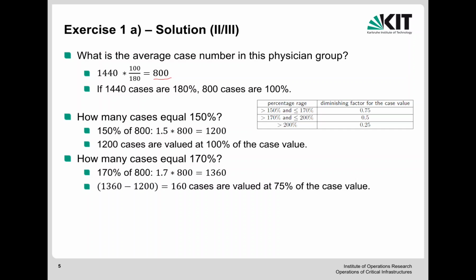These are 170%. So meaning that every patient above 1,200 is not evaluated at 100% anymore, but with 75%. So the difference is basically 170% minus 150%. Okay, so every one of these patients is valued at 75%. So there's a diminishing factor of 25%. We get for each case 25% less of the case value.